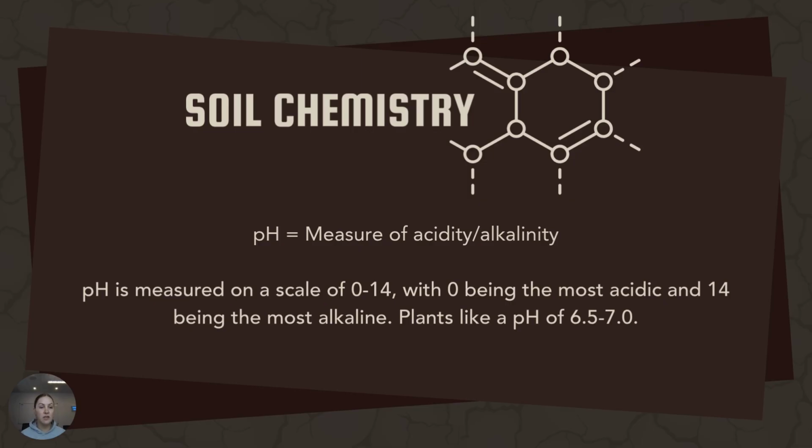pH actually stands for the potential of hydrogen, and hydrogen ions are acidic. The more hydrogen ions that are present in the soil, the more acidic the soil will be. It's also important to note that pH is recorded on a logarithmic scale, meaning that a pH of 6 is 10 times more acidic than a pH of 7, and a pH of 5 is 100 times more acidic than a pH of 7, a pH of 4, 1,000 times, and so on, and then also vice versa on the higher end of the scale when talking about alkalinity.